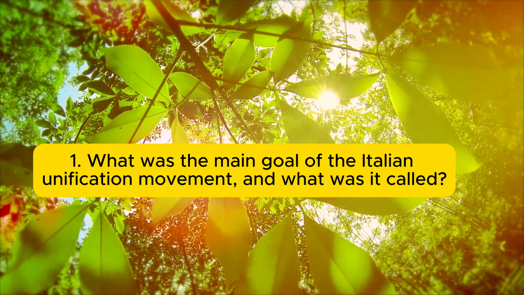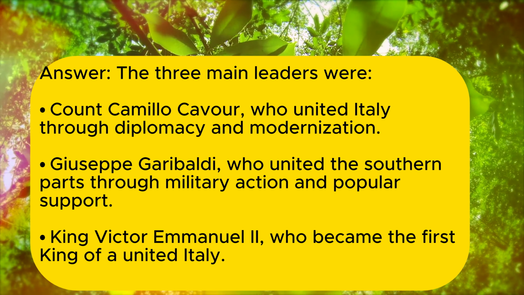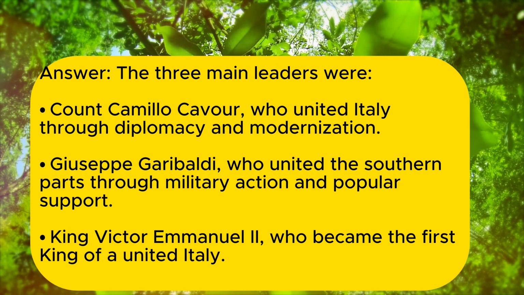2. Who were the three main leaders involved in the unification of Italy, and what roles did they play? Answer. The three main leaders were Count Camillo Cavour, who united Italy through diplomacy and modernization; Giuseppe Garibaldi, who united the southern parts through military action and popular support; King Victor Emmanuel II, who became the first king of a united Italy.